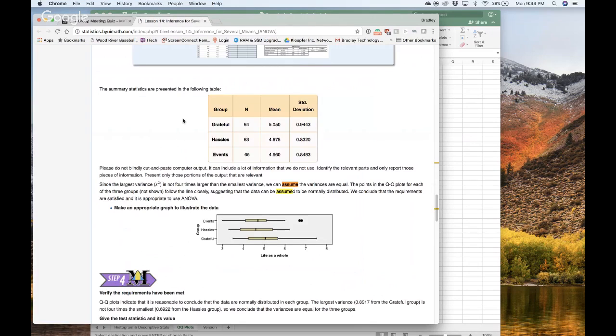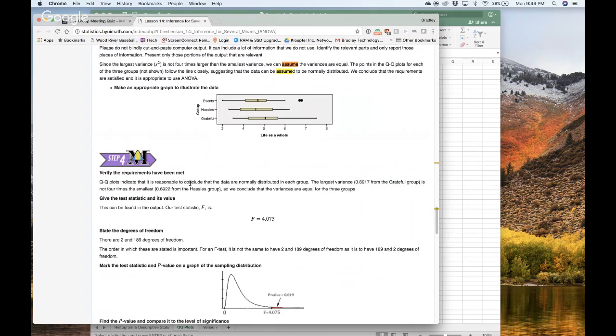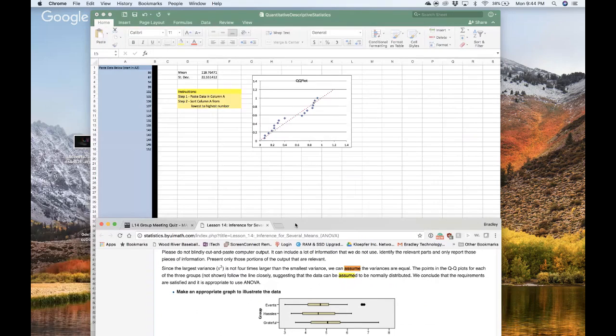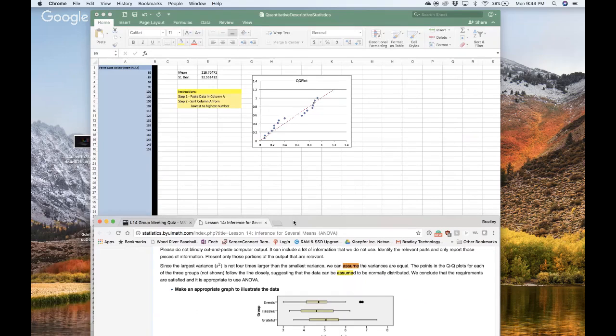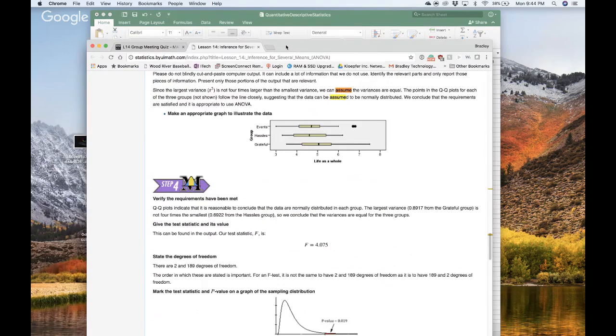So why don't we just leave? Hold on, let's see. It's the largest variance. Is larger than the smallest. So they follow the line closely. Sort of. Again, sort of. I guess it just depends on what closely means.